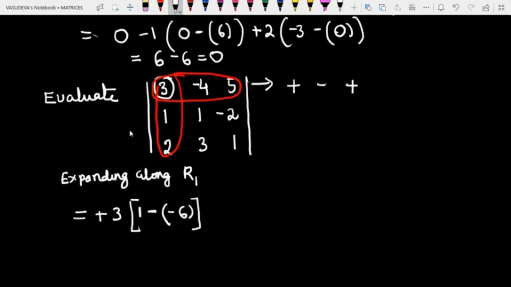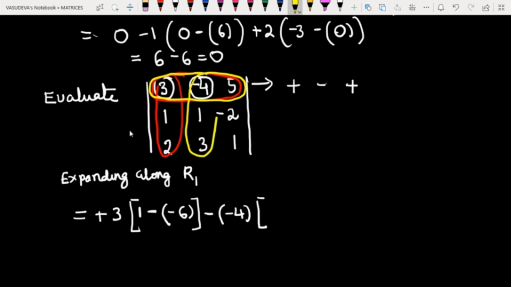Next, the sign for the second element is minus. So write -4 here, into the determinant of the remaining elements, as -4 lies in the first row and the second column. The remaining elements are 1, -2, 2, 1. Taking the determinant of that gives 1 into 1 is 1, and -2 into -2 is -4.